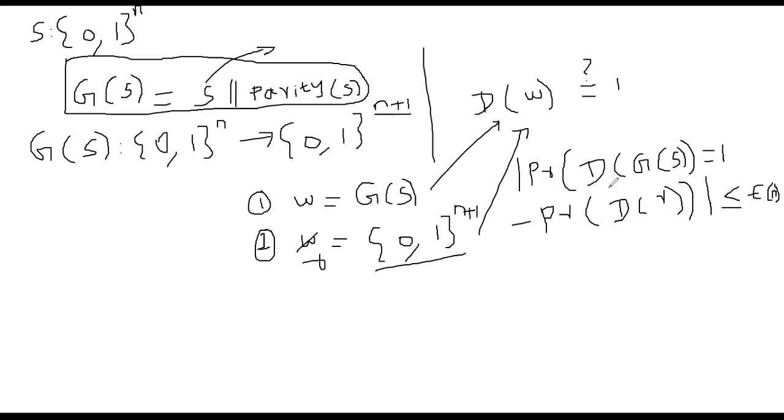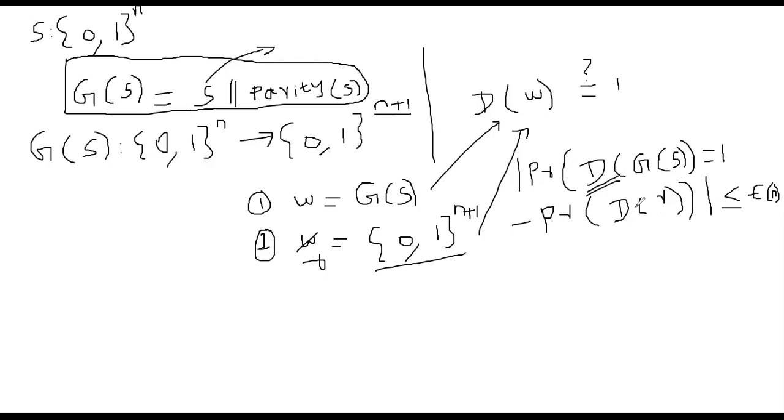So if the probability of D of G of S returning 1, subtracting from probability of D of R, okay, D again, you can imagine as a subroutine. That's how I will be showing you in a Python implementation in a moment. So we are going to see, is this difference less than or equal to epsilon of n for all possible programs that we write, okay.